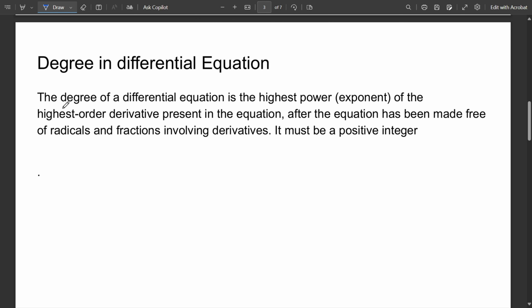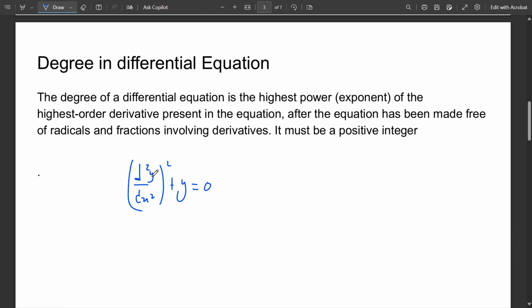Degree. The degree of a differential equation is the highest power exponent of the highest order derivative present in the equation, after the equation has been made free of radicals and fractions involving derivatives. It must be a positive integer. So let's say we have d squared y by dx squared plus y equals 0. In this case, the degree of the differential equation is 2.